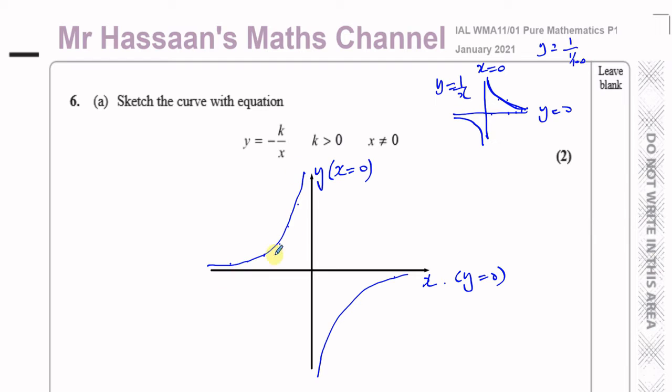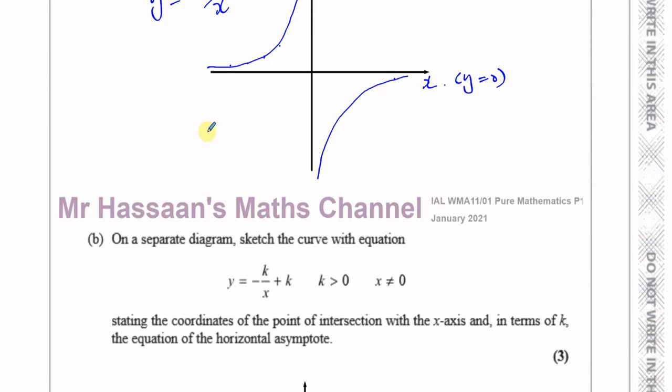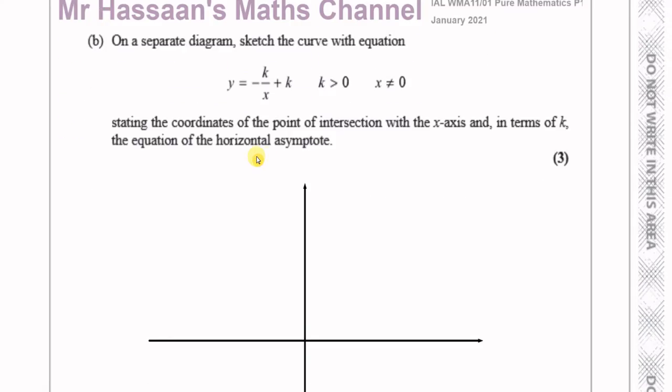You don't have to draw these points at all. I just did them to give you an idea of why it looks that way. So this is the graph y equals minus k over x. Now the next question, part B, says on a separate diagram, sketch the curve with this equation.